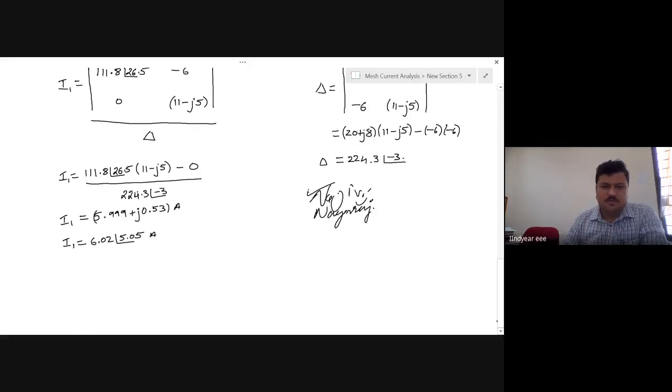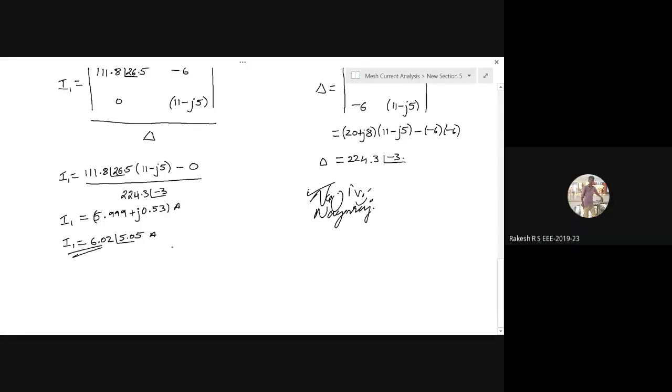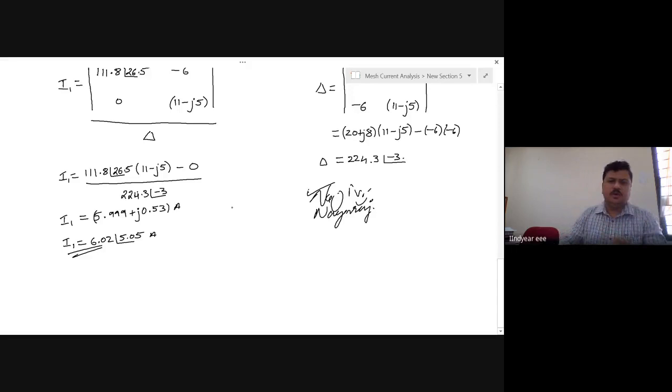So everybody got this answer? Yes, sir. Now I don't need to find out I2 because it is not asked in the question, so I don't do that. We'll save that time. I need to find the power. Power in 4 plus J3 is I into R, that is I square into R, that is I square into impedance.